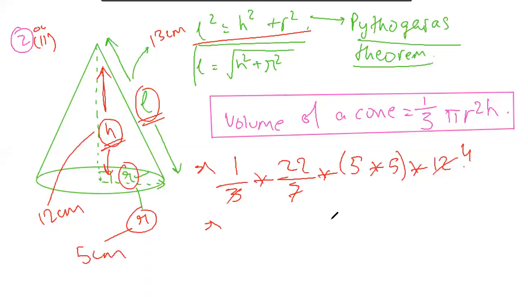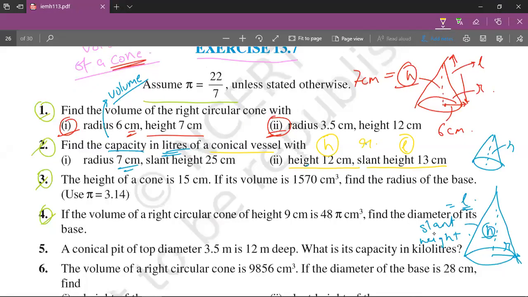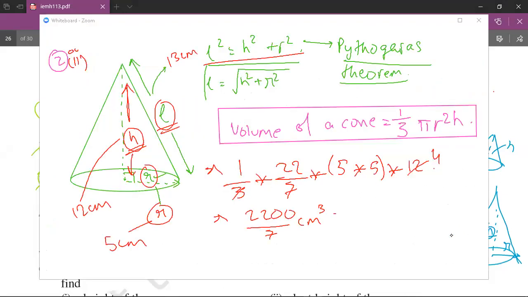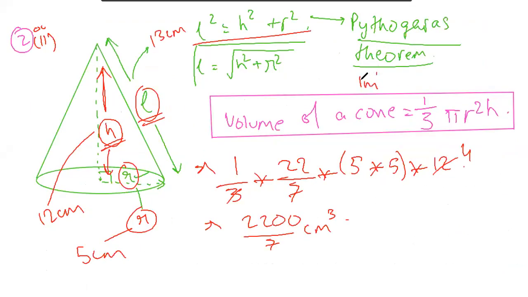So if we rewind a bit, the answer to the sum is 2200 divided by 7 centimeter cube. But when we look at the question and what is required, it is saying that the thing that is required is liters, not centimeter cube, not meter cube, only liters. So we will go back to the question, and by the analogy of 1 meter cube, 1 centimeter cube, 1 liter is equal to 1000 centimeter cube.